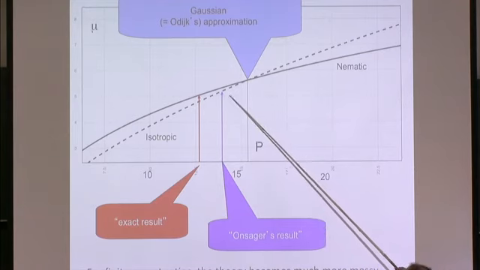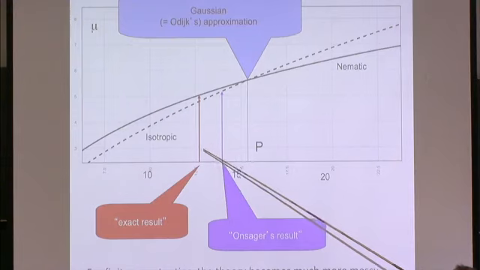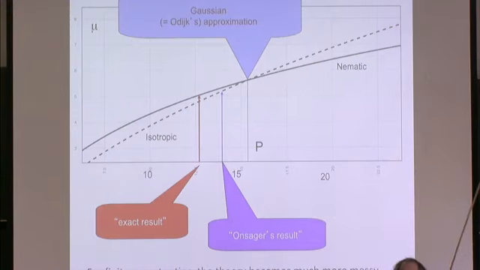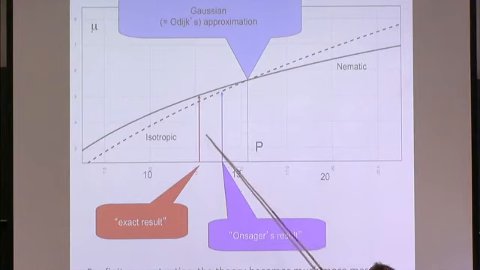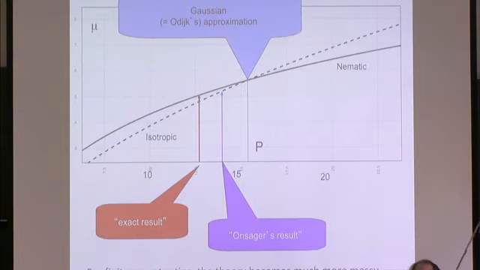Onsager's result gives you a slightly lower transition value for the pressure. And if you take the exact result, and by exact I mean numerically minimizing the density functional, then you can get this. So although they give you different answers, and the difference is up to almost 20% in the pressure, they all give you at least qualitatively the same answer. And it is an example where using a very simple model has helped you to understand something about this isotropic-nematic transition.